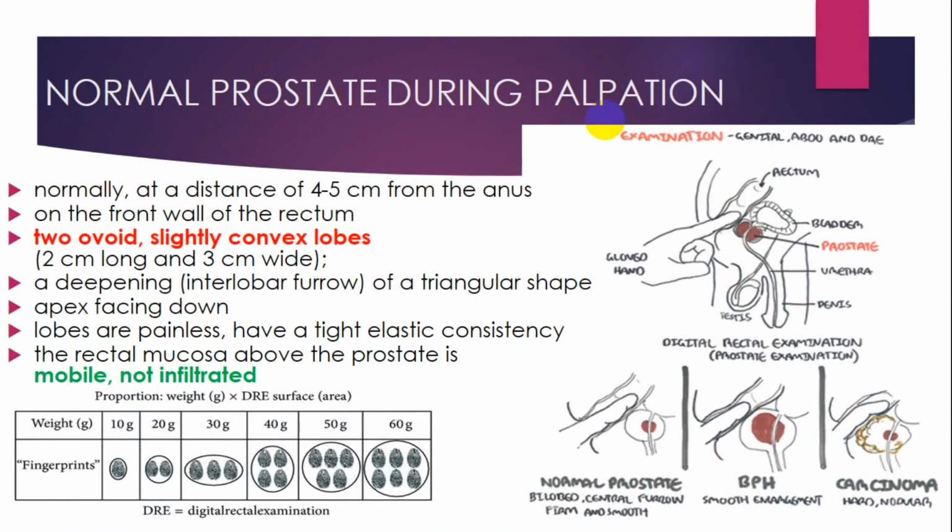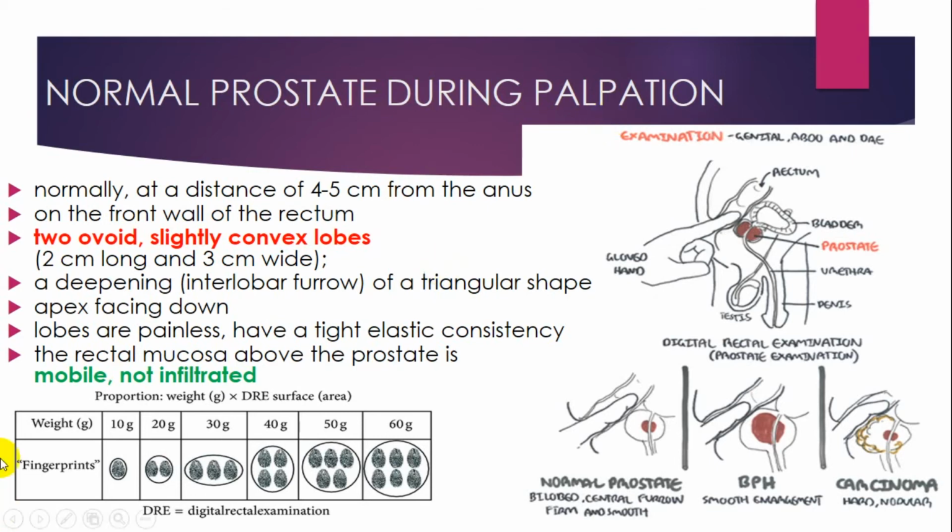Doctors should know not only pathological states but the normal situation. For example, the normal prostate during palpation is at a distance of 4 to 5 centimeters from the anus and on the front wall of the rectum. The doctor can palpate two slightly convex lobes, 2 centimeters long and 3 centimeters wide, with a deepening of triangular shape, apex facing down to the pelvic pouch. Lobes are normally painless and have a tight elastic consistency. The rectal mucosa above the prostate is mobile and non-infiltrated.